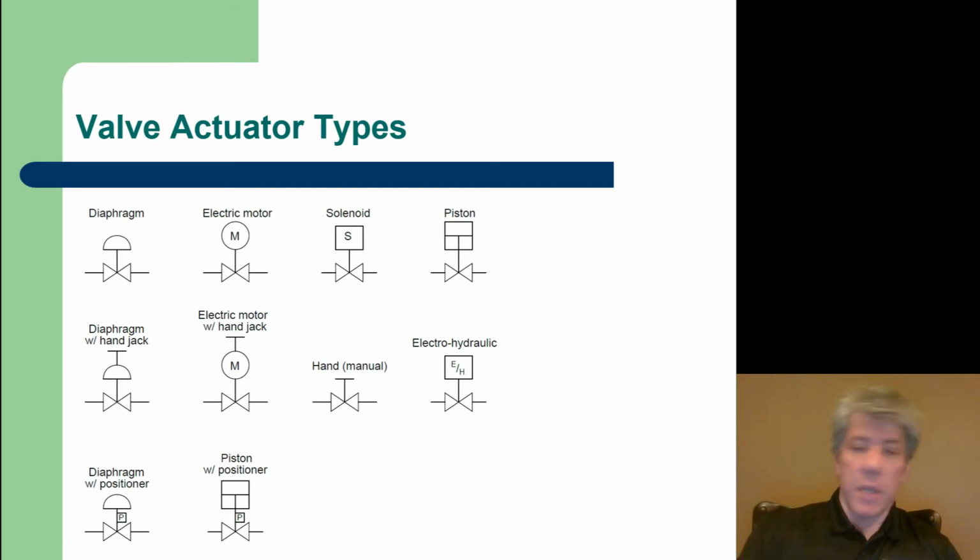You can have a piston activate the valve, a hand jack with a diaphragm, an electric motor with a hand jack, so in other words you can manually override the valve, or you can simply have a hand valve, a manual valve. So there's all these different items.